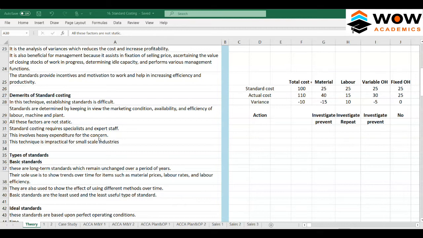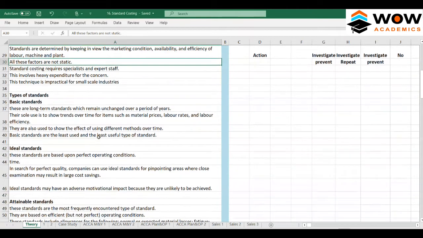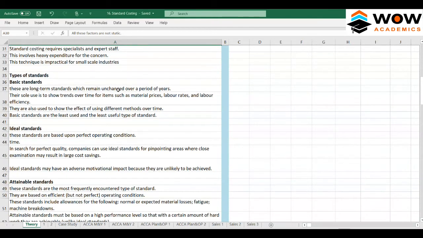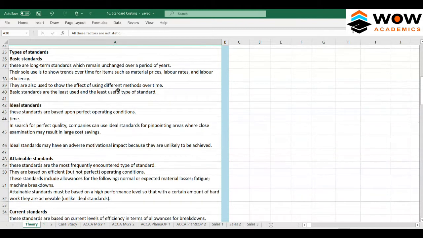So not all companies can afford this because there is an expense in terms of appointing a management accountant or appointing a consultant, getting all the data in terms of fixing the standard, then getting the actual cost of production in terms of material, labor, variable overhead, like that. So it is not so easy work. It is going to be time consuming and cost consuming work. So these are the drawbacks of standard costing.